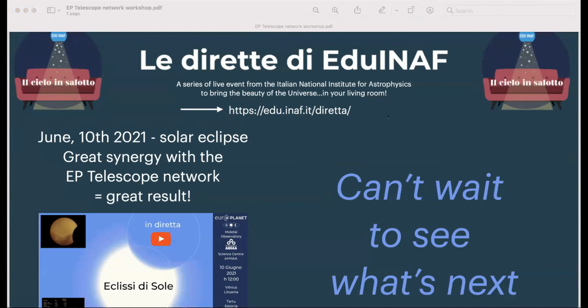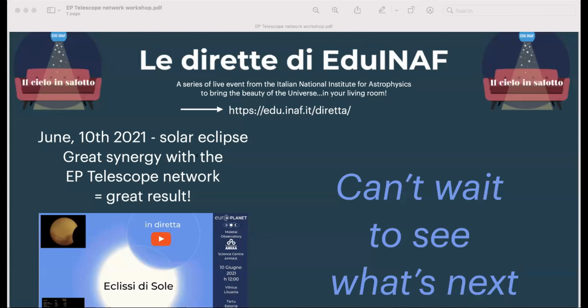So first of all, thanks for giving me some time today. I'm Federica Dures from the Italian National Institute for Astrophysics. So I'm here today just to talk briefly about the collaboration between the INAF and the Europlanet Telescope Network. So the core of my poster is Il cielo in salotto, which is in Italian, of course, and in English is The Sky in Your Living Room.